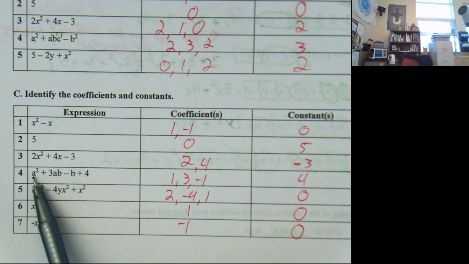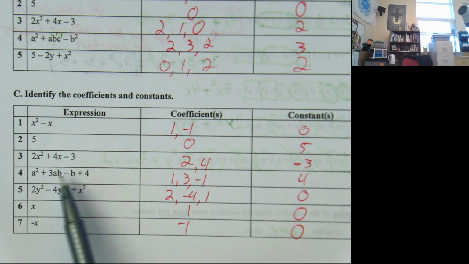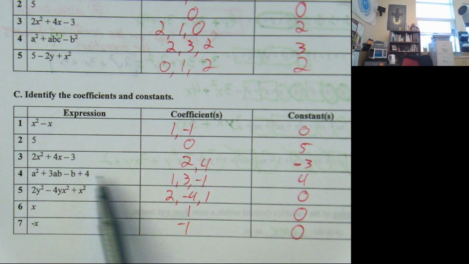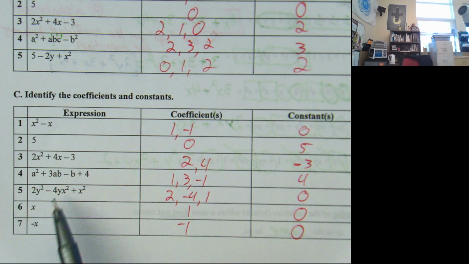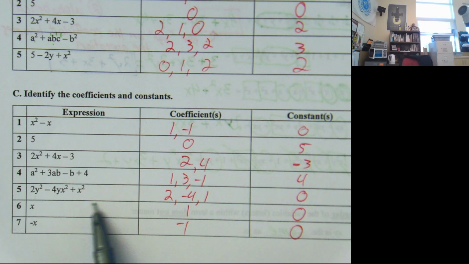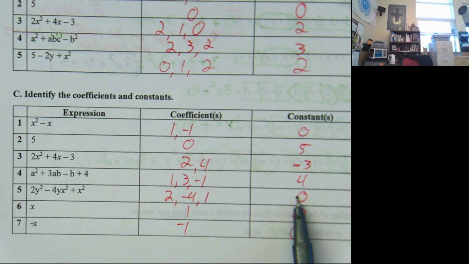This guy would have a coefficient of 1 because there's no number written. It's assumed to be a 1. This one would be a 3. This one would be negative 1. And this guy has no letter, so that's the constant, 4. This guy would be 2, negative 4, and 1. There is no term without letters, so the constant is 0.